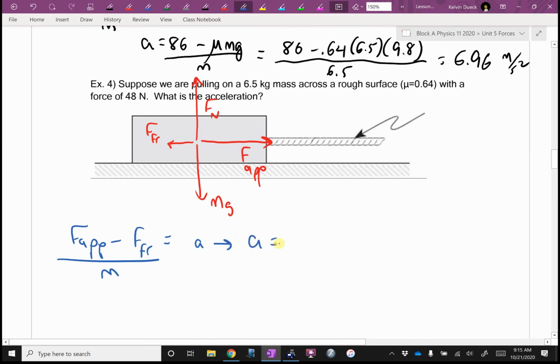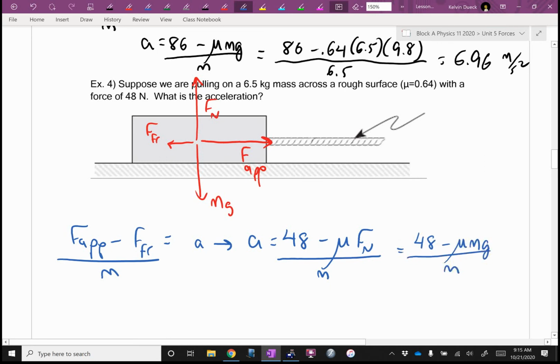So I'm going to have a equals F applied, which was 48, minus. Do I know friction, Deegan? Hey, no. Oh, but I have a new equation for friction. Friction is what times what? Mu times the normal force, all over m. I don't know the normal force. Oh, but look. I know another force the same size as the normal force. Which one? Good. So I think I can go like this. 48 minus mu mg all over m.